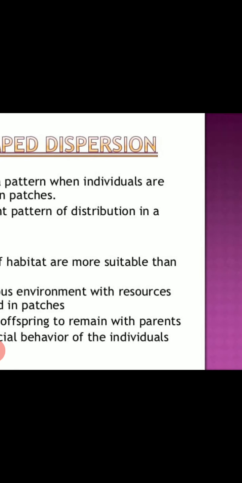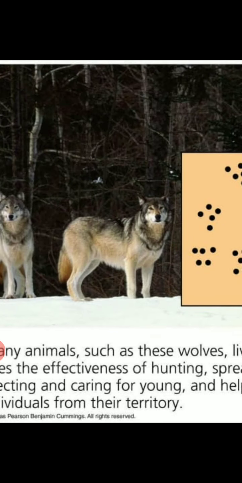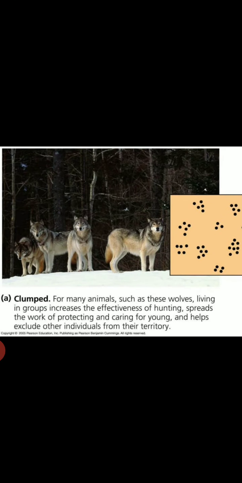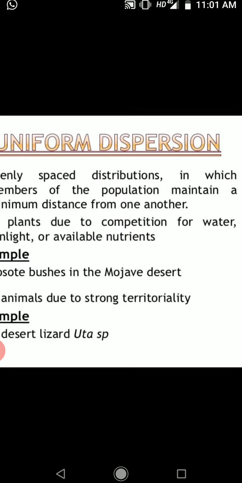So next is an example for clumped: many animals, such as wolves, live in a group, which increases the effectiveness of hunting, spreads the work of protecting and caring for young, and helps exclude other individuals from their territory. Another is uniform distribution.